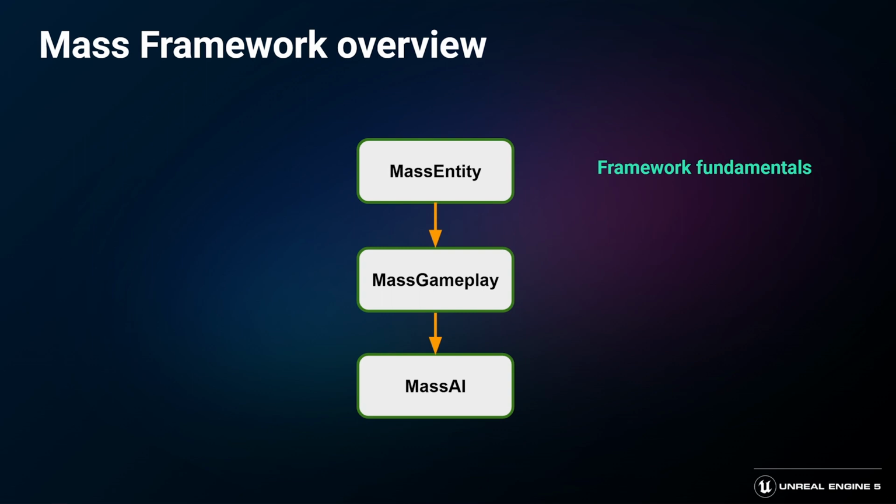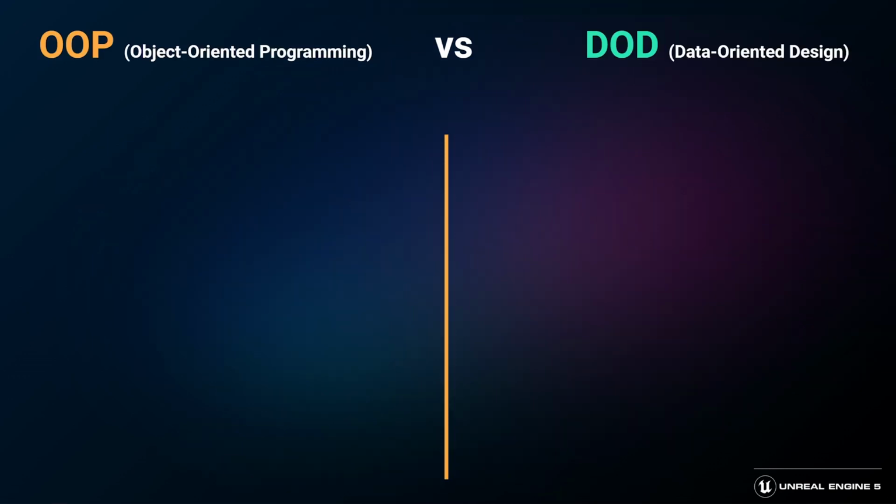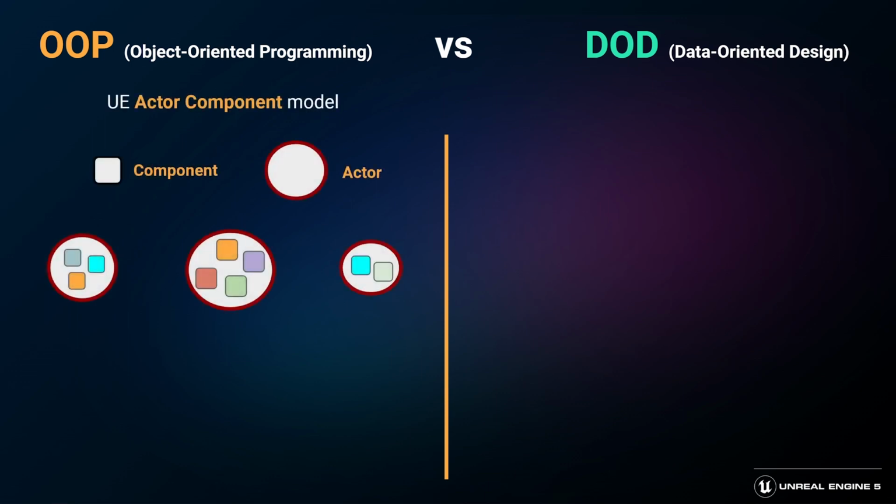Let's start with Mass Entity, which holds the data-oriented framework fundamentals. To better understand it, let's compare it with a classic object-oriented model, in this case, the actor component model for Unreal Engine. This model allows for a very flexible way of composing the logic of the entities, in this case, actors that we want to bring into the world.